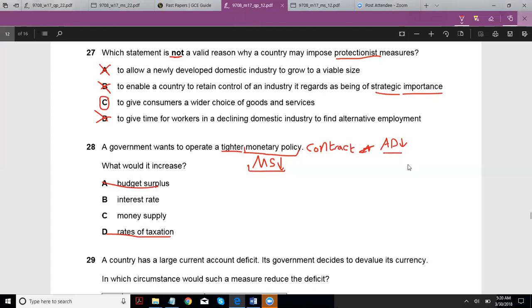It wants to reduce AD, and if you remember, to reduce AD, it either has to increase interest rates, and since it's a negative relation, you could decrease money supply, either one of the two, right? The reason is because of increased interest rates, people will save more, so consumption goes down, and it's more costly to borrow and invest, so investment goes down. So what would it increase? What it would increase are your interest rates. So 28 is B.